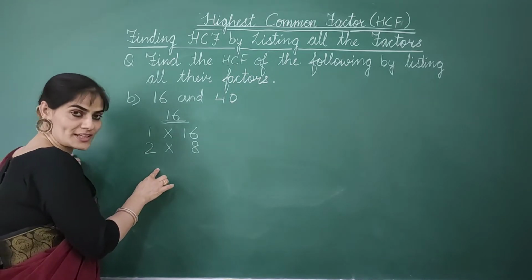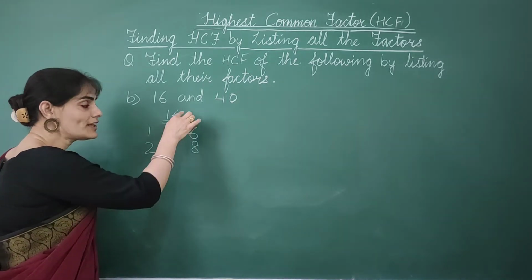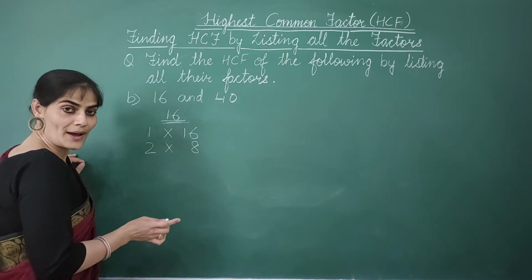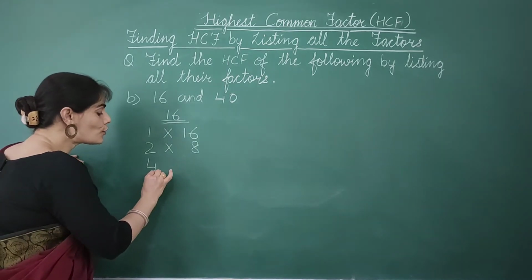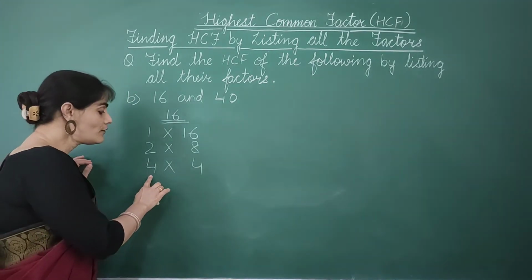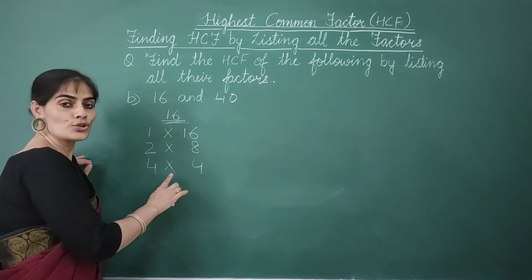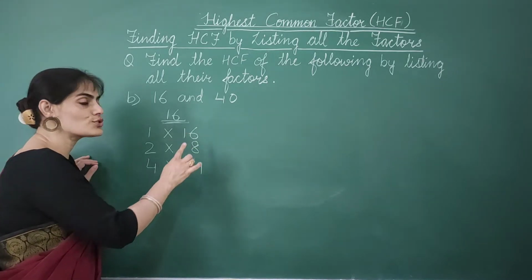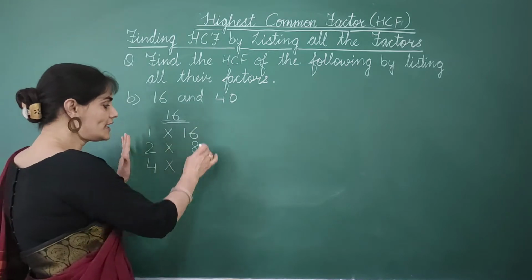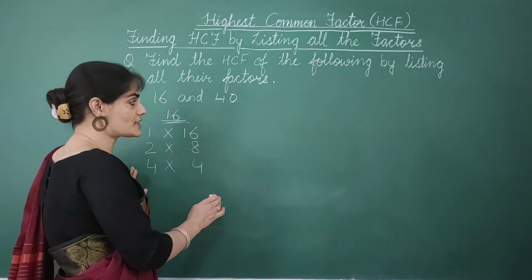The next counting number is 3. And we don't get 16 in the table of 3. The next counting number is 4. So 4 into 4 gives us 16. When we see that there is repetition of the same factor, we should stop writing the factors there and then. So these all are the factors of 16.